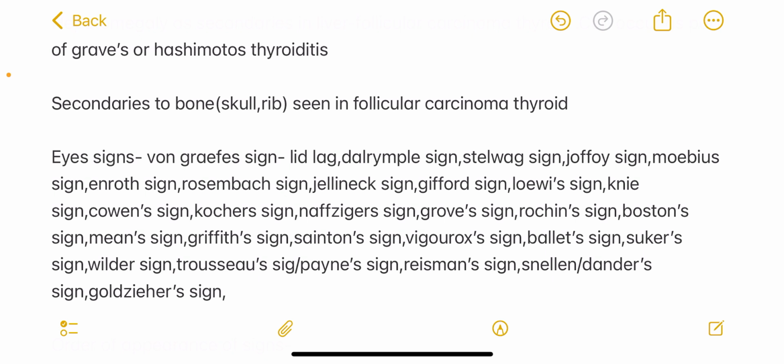So all of these are very, very important. Like I've tried to mention all the signs which are seen in hyperthyroidism. So please go through each of them, what each is. Very, very important.